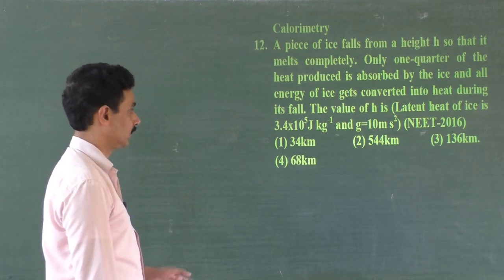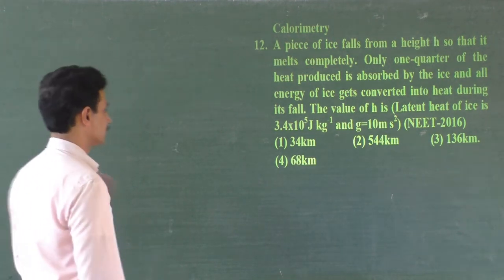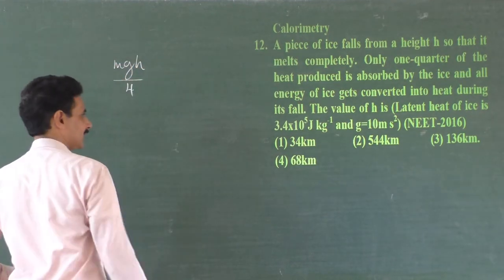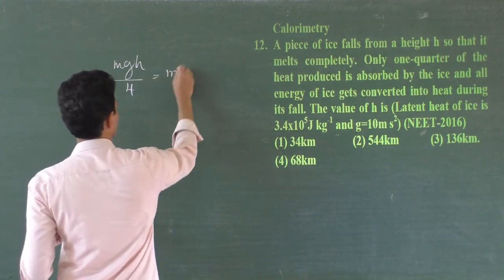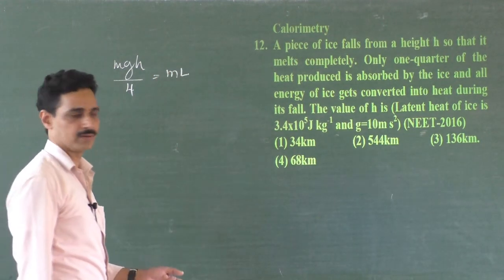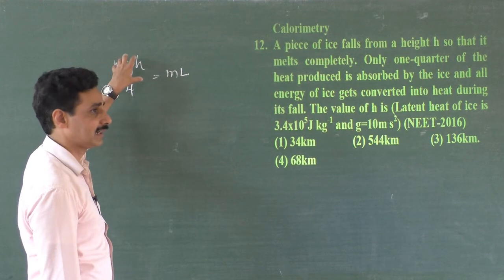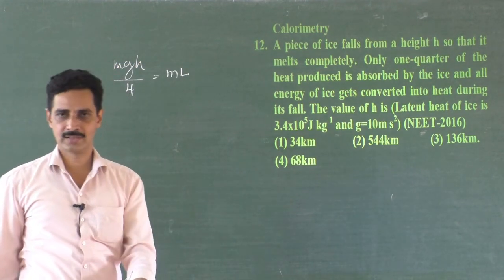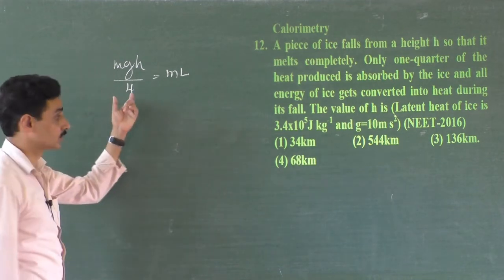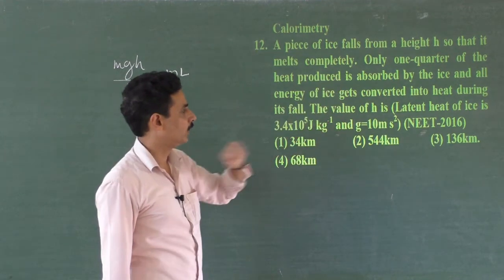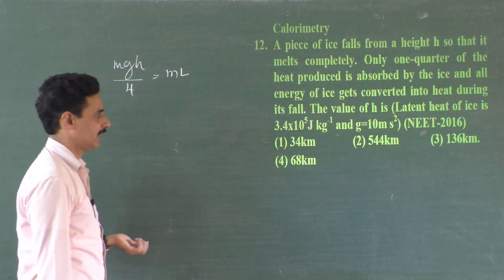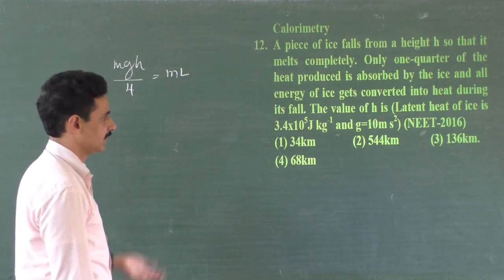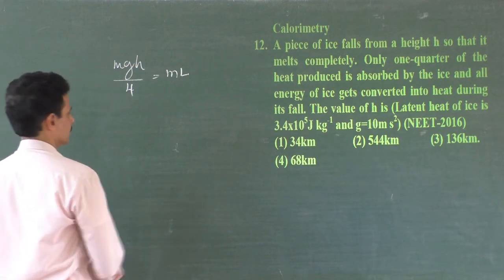All energy of ice gets converted into heat during its fall. Then the value of h is, so the potential energy is mgh, and 1/4 of that is used to melt ice. Am I right? That's the only thing involved here. 1/4 of the total heat energy generated. If all the potential energy is converted into heat, then mgh, but 1/4 of that is used to melt ice. The value of h is latent heat, and now only substitution.